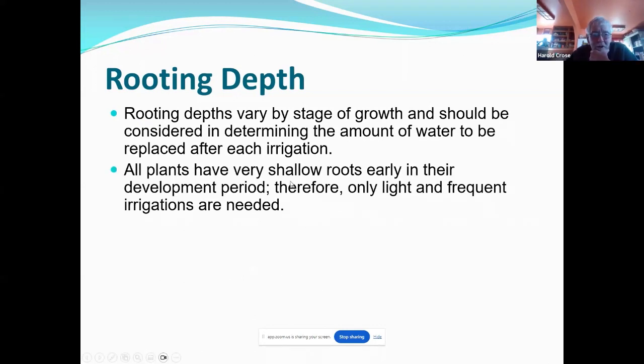All plants have very shallow roots early in their development period. Therefore, only light and frequent irrigations are needed. I like to go into the season, like I said, with a fairly full profile, allowing a couple days in there. But when you're putting a seed out there, and some of our seed crops where you're planting a quarter inch deep, think about that.